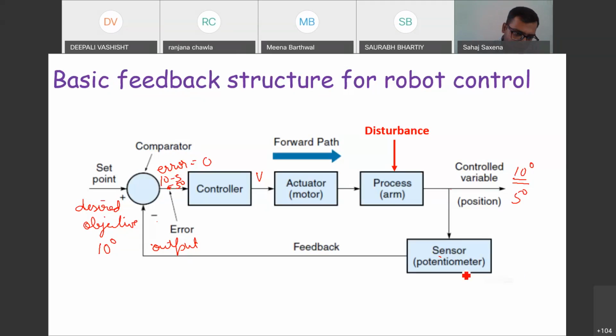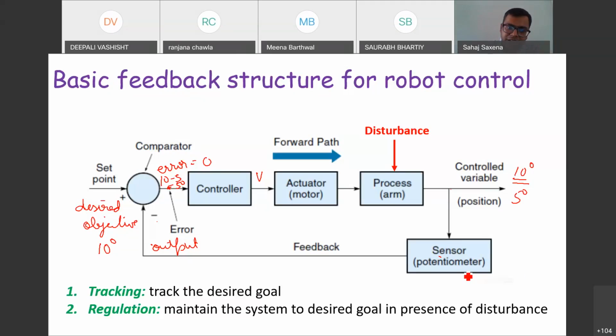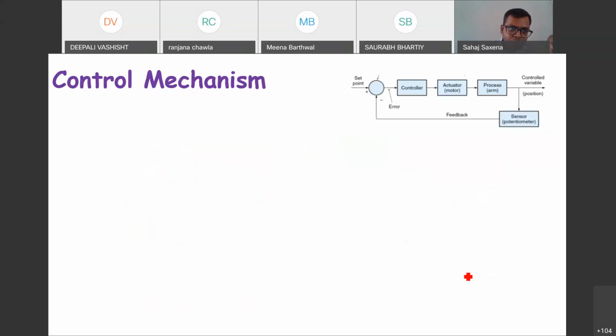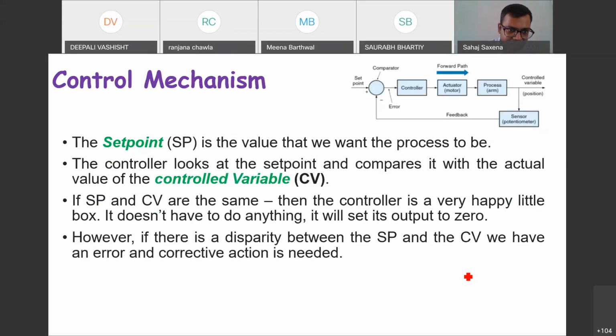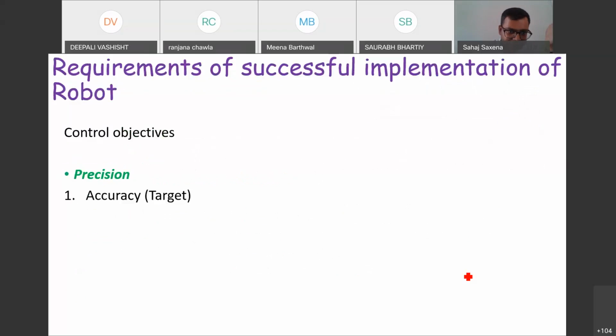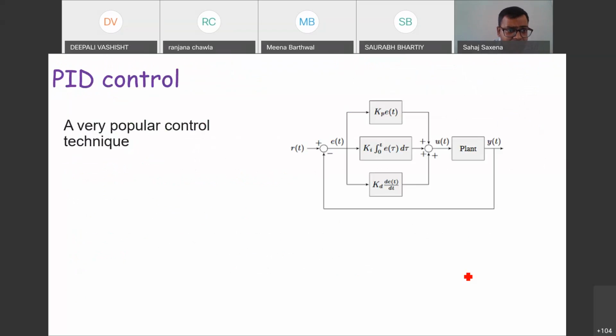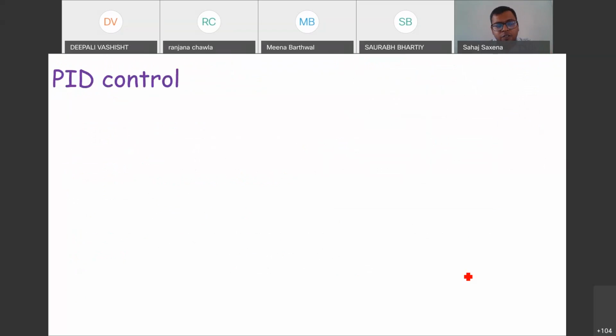So here in the robot, we have a tracking problem. The other is my regulation problem. So these are two goals in robot control. Okay. So I explained the control mechanism in a very simple way. I am skipping this slide and let's talk about the controller, how you will design a controller.